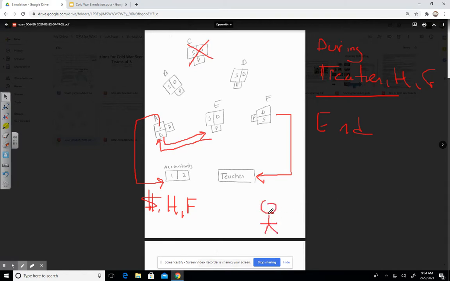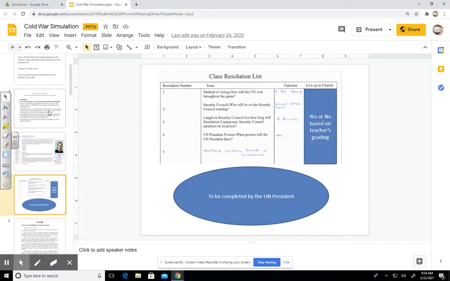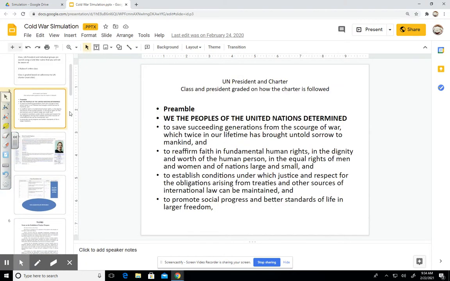Nations president comes in. So here is the UN president, who pretty much during the round can also go to groups to try to get things passed. But for the most part, this individual has to live up to the United Nations Charter. So for every time keep in mind there might be two grades here. I'm going to be grading the UN president on how well they live up to this charter. So what exactly does that mean?